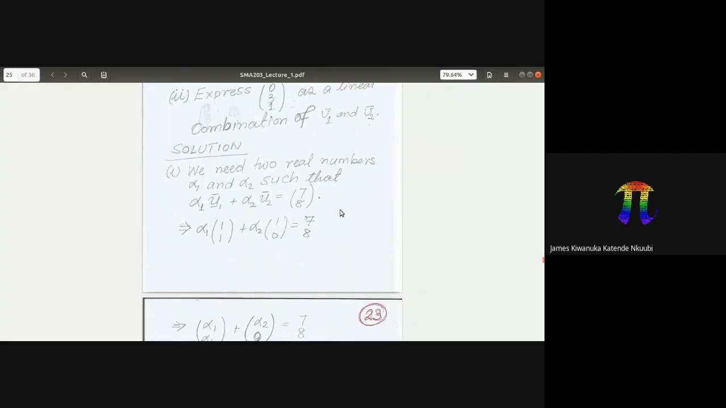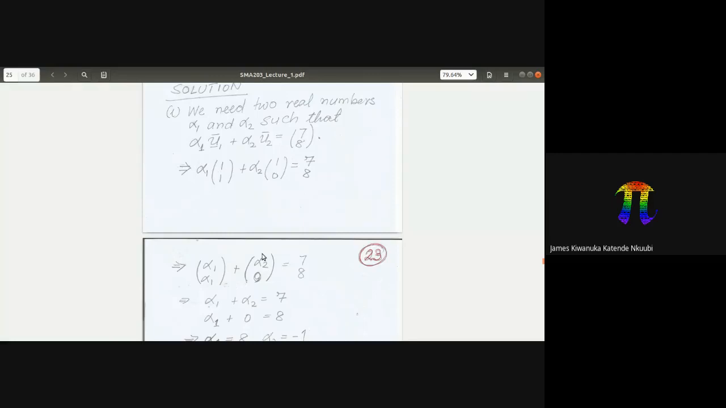To be able to express (7, 8) as a linear combination of the vectors u1 and u2, we need to find two numbers, we call them alpha 1 and alpha 2, such that (7, 8) is equal to alpha 1 u1 plus alpha 2 u2. We already know what u1 is, we already know what u2 is, we just make the substitution. And now we have this new setup, which says that (alpha 1 plus alpha 2, alpha 1) should be equal to (7, 8).